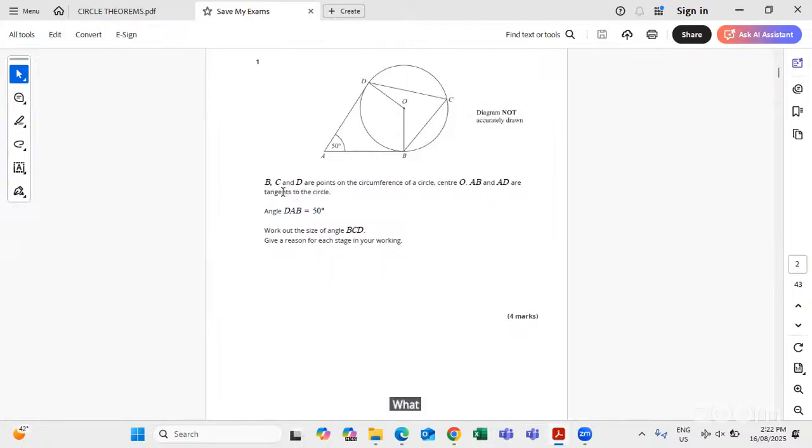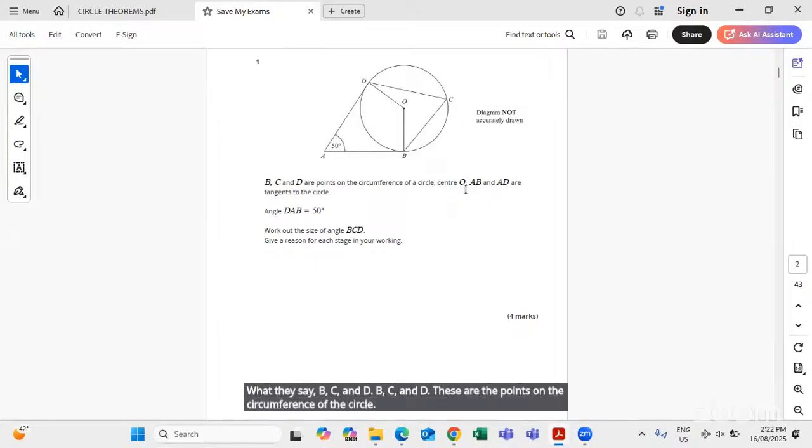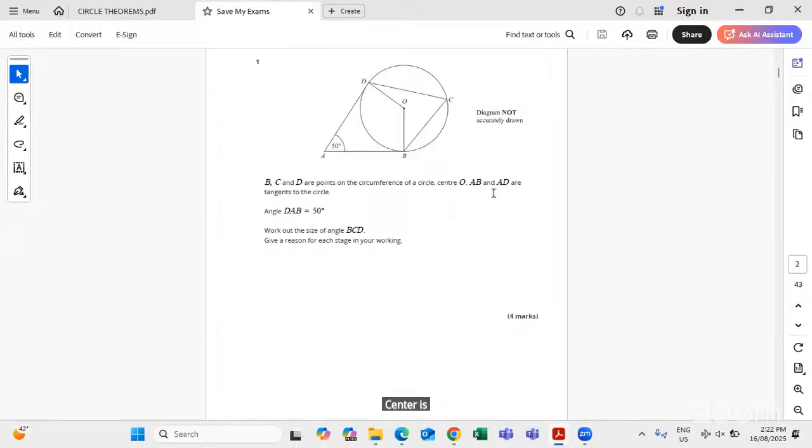What they say: B, C and D are points on the circumference of the circle. The center is O. AB and AD are the tangents to the circle. Angle DAB is 50 degrees. Work out the size of angle BCD. So we have to find out this angle.